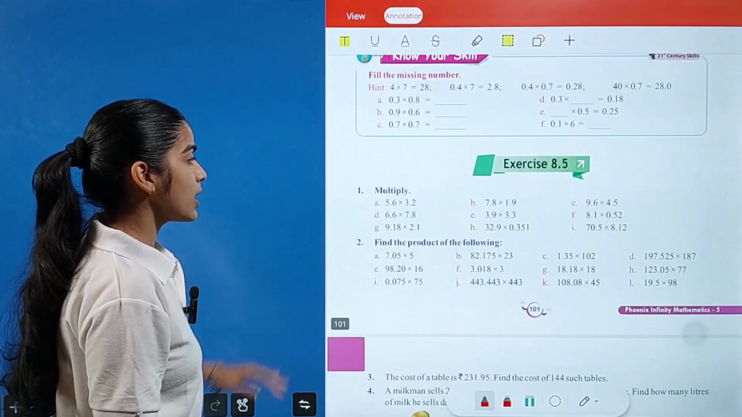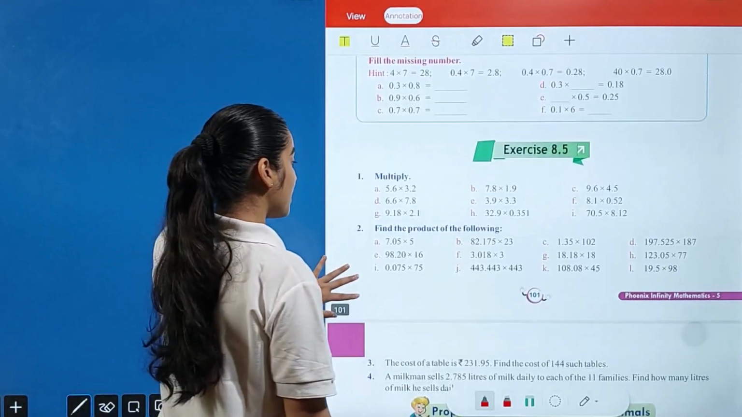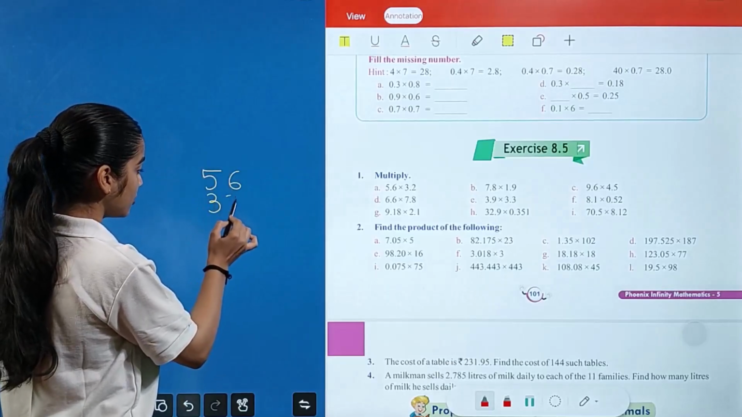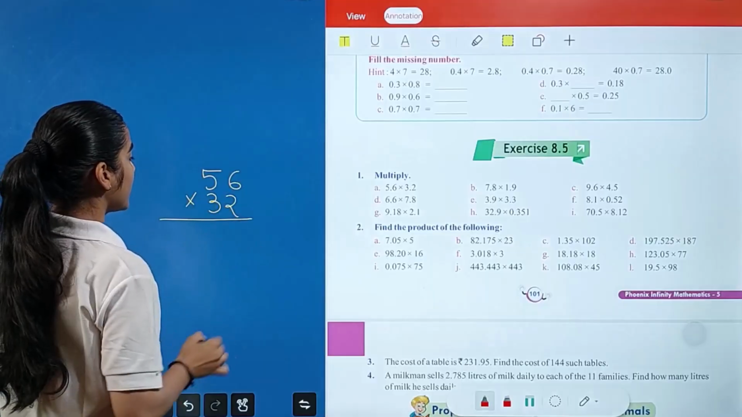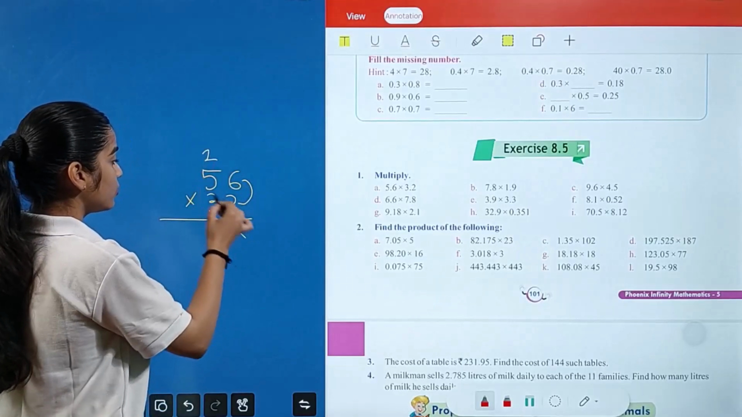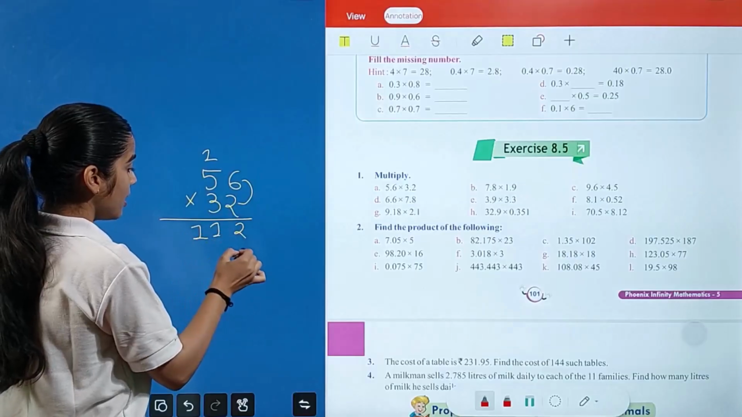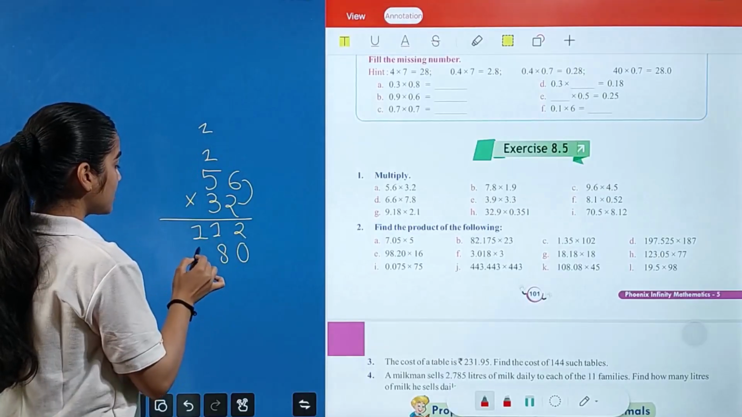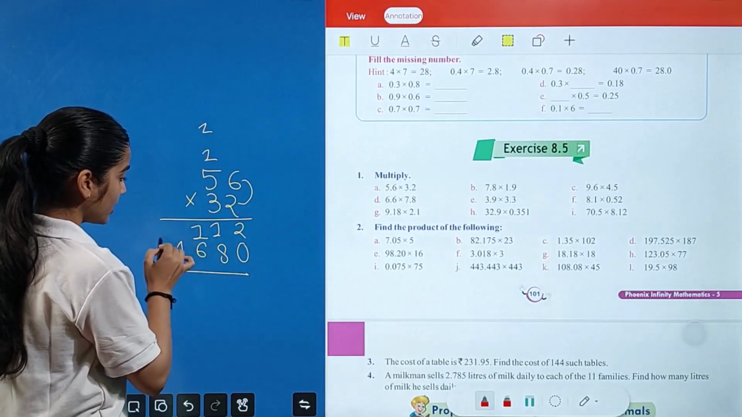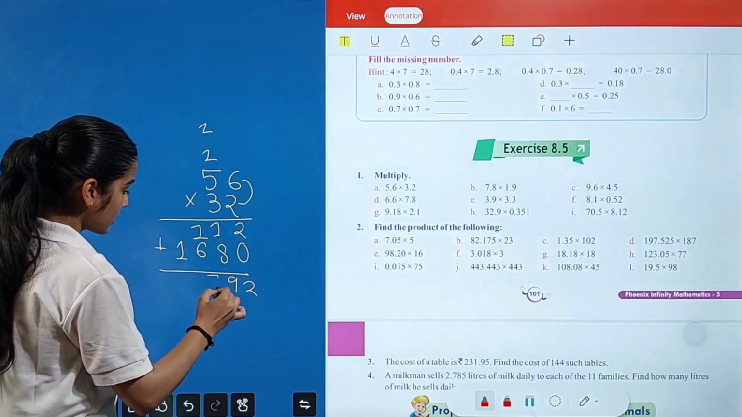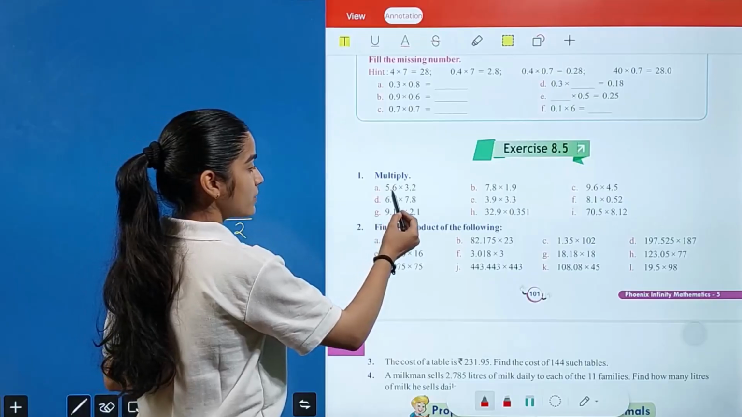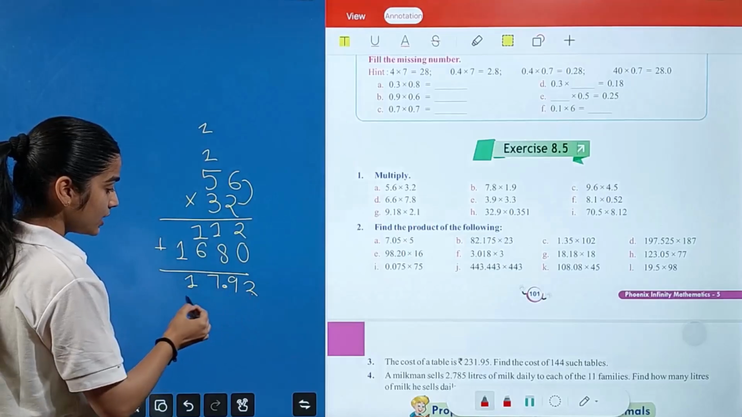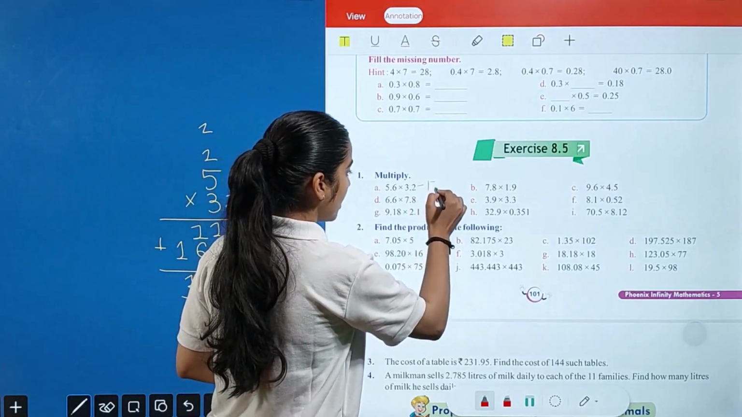Now we can move forward to our exercise 8.5, where we have to multiply two decimal numbers together. So again, 56 multiplied by 32. We just forget about the decimal point. 2 sixes are 12, 1 would be carried. 2 multiplied by 5, 10 plus 1, 11. We have to add a 0 here. 3 multiplied by 6, 18, 1 would be carried. 3 multiplied by 5, 15 plus 1, 16. Now we have to add them together: 2, 9, 7, 1. So let's see how many decimal places we have. 1 and 1. 1 plus 1 is 2. So from the left-hand side, 1, 2. 17.92 will be your answer.